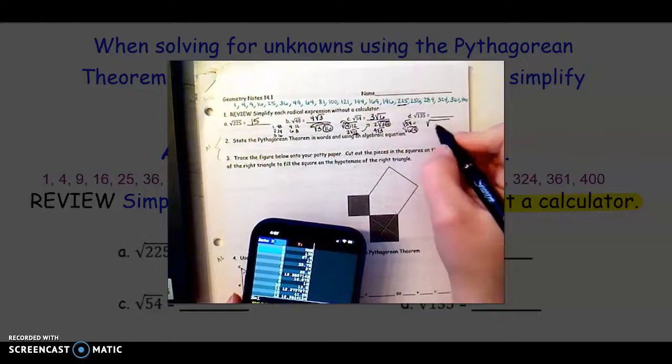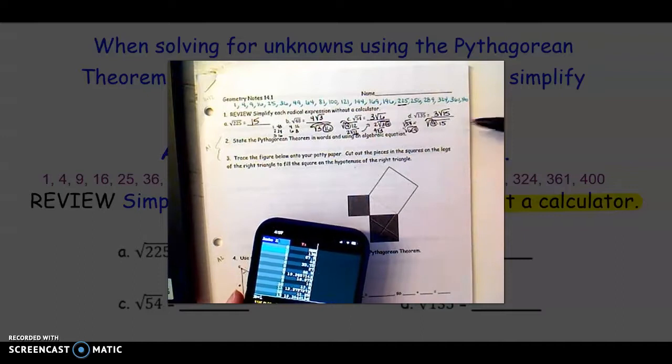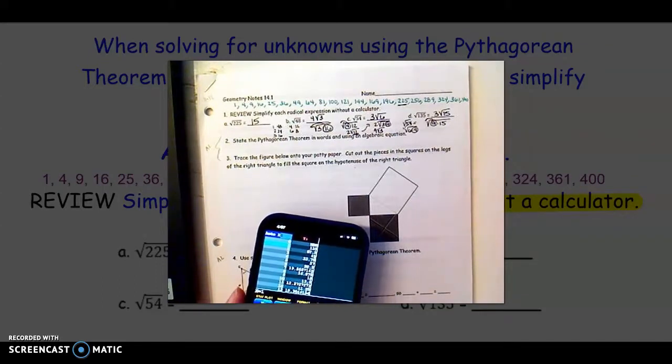So I'm going to rewrite the square root of 135 as the square root of 9 times 15. The square root of 9 is 3, so that comes out as a 3 and leaves the 15 under the radical. 15 does not have any perfect square factors because the only numbers that multiply to get 15 are 1 and 15, 3 and 5. And again, the 1 would not be helpful.